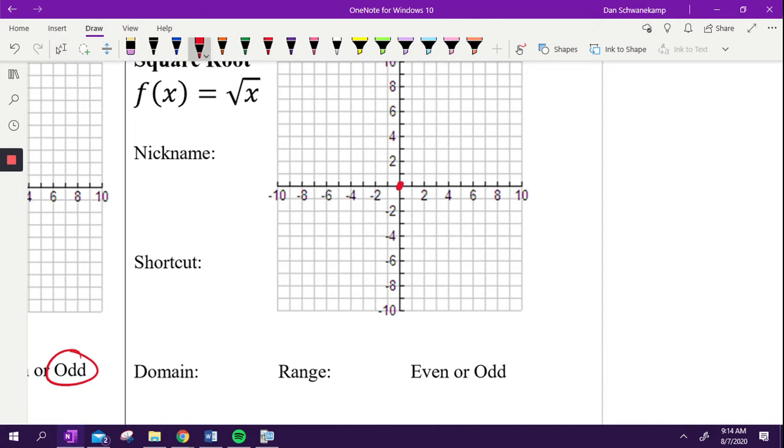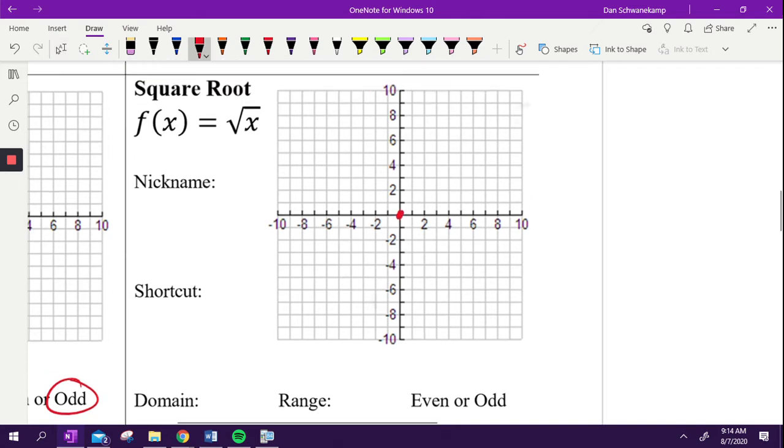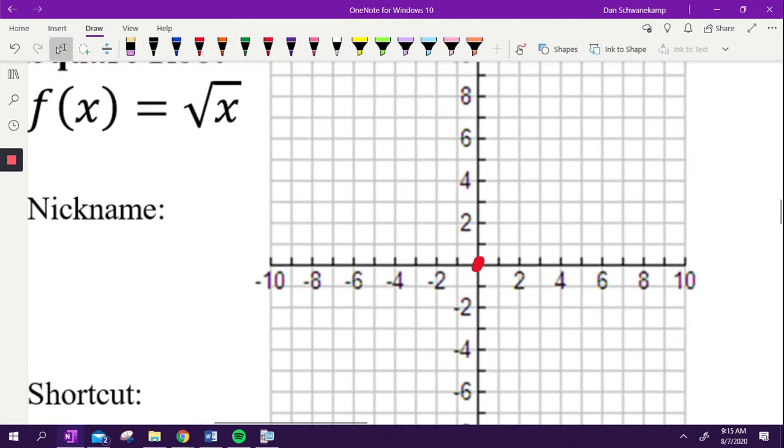What about on the left side? What do we plug in over here on the left side? Nothing. Why can't I plug in anything over here on the left side?